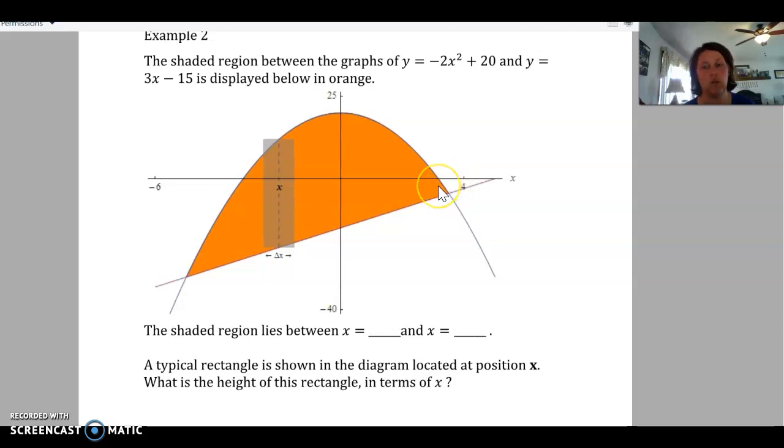So first thing that we want to do is find our limits of integration, which we find by setting our two equations equal to one another. Also, that is what they're asking for. We'll call this part A.